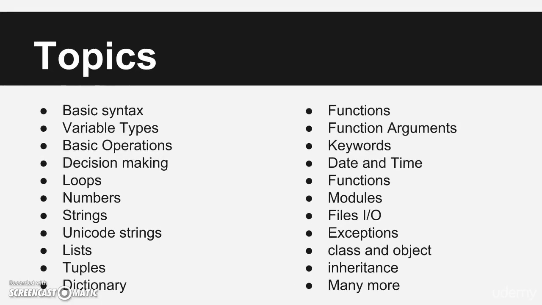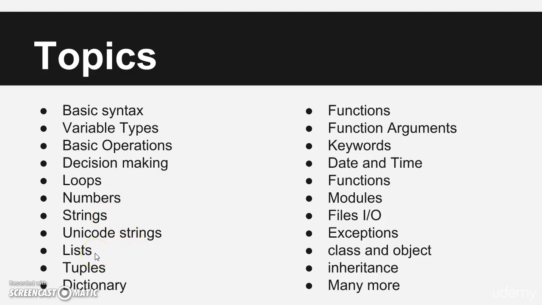These are all the topics we are going to cover in this course. First, we will be starting with the basic syntax. We will be seeing all the variable types available in Python. We will start with the basic operations, and we will see decision making using if-else statements, loops using for loops and while loops, and we will see how to use numbers, strings and Unicode strings.